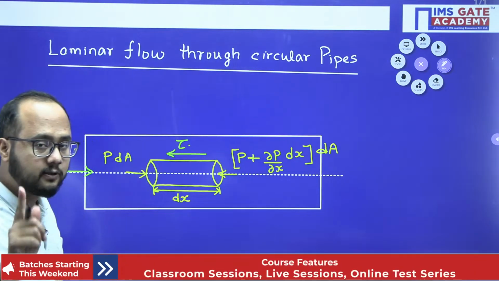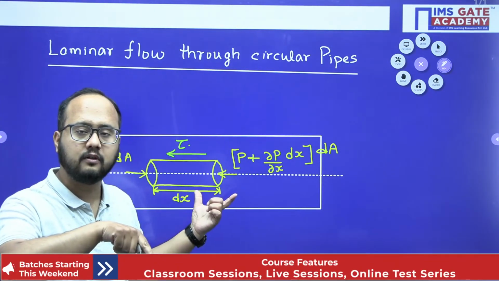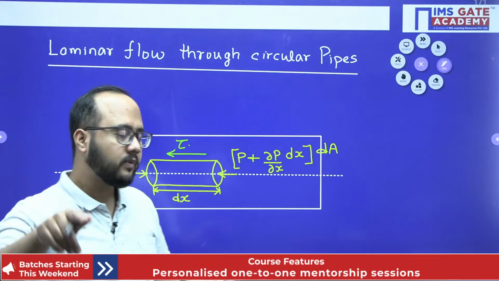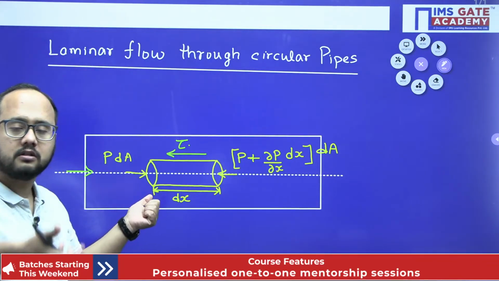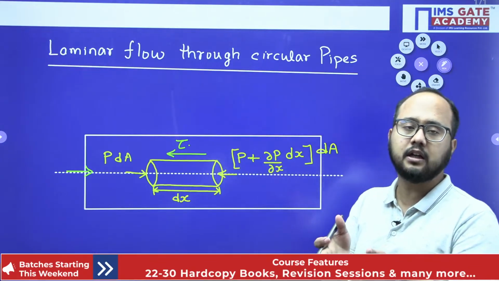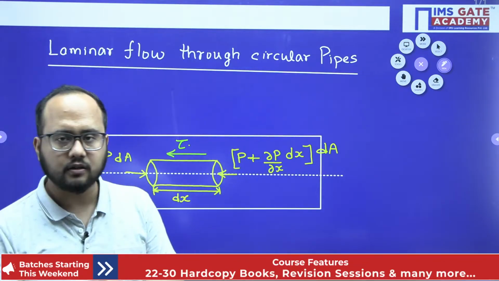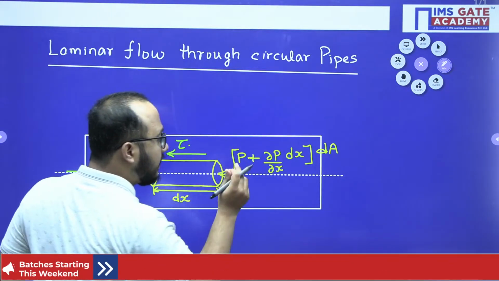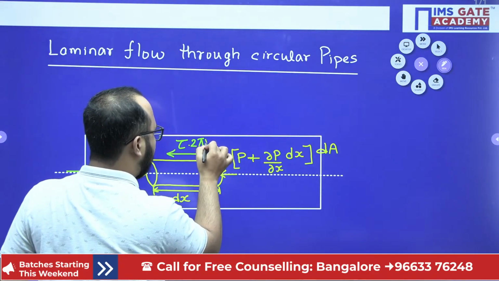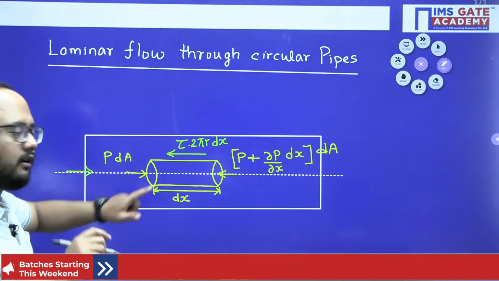So now remember this point, here I have taken the cross section area. In this case the shear force will be acting over the element surface area, so that surface area will be different, right? Here for the pressure we have taken the cross sectional area, but for the shear stress I will be taking the surface area of the fluid element, right? So that point is very important. So it will be 2 pi r into dx, the length of the fluid element. Now what is this small r? The radius of this particular fluid element, right?